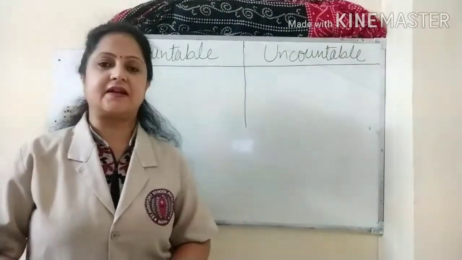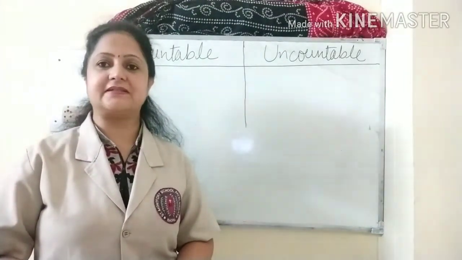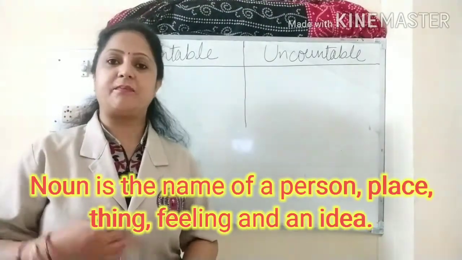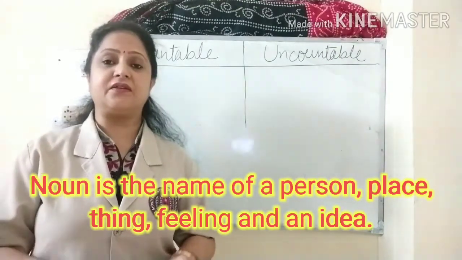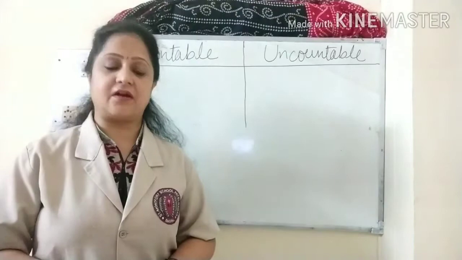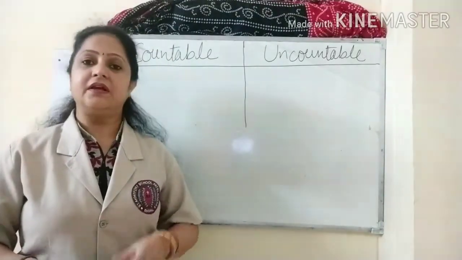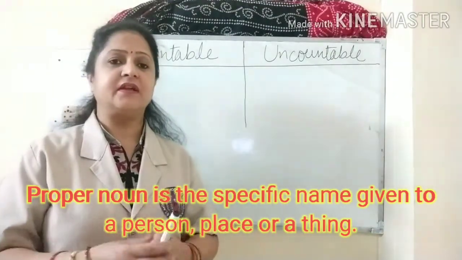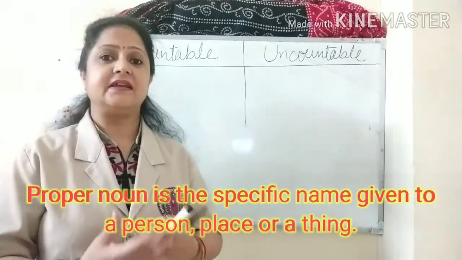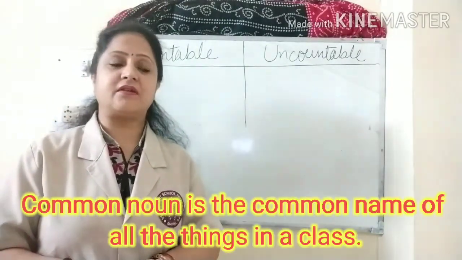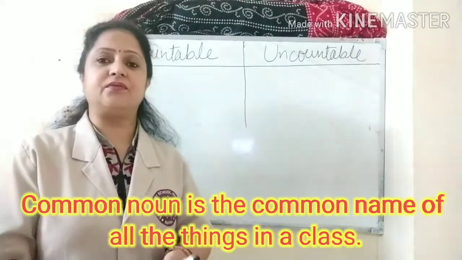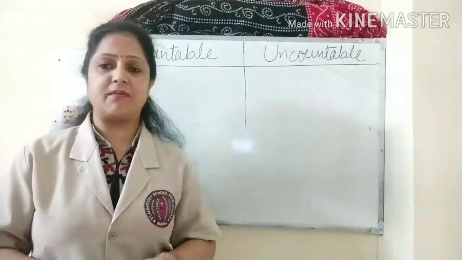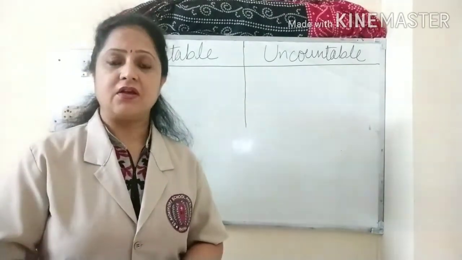As we have already started with our fourth chapter of grammar, that is noun, I have already explained to you the meaning of noun. Noun is the name of a person, place, thing, feeling or an idea. All these are known as nouns. After that I explained the proper noun and the common noun. Proper nouns are the specific names given to a person, place or thing. Common nouns are the common names given to all the things of a class.